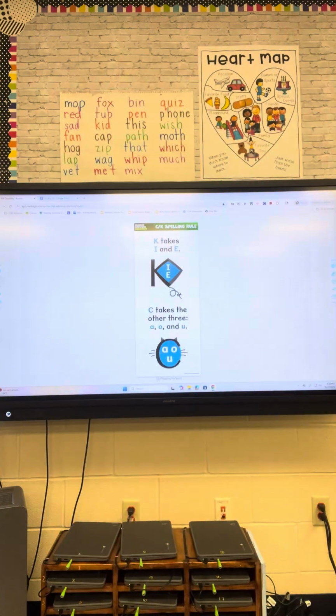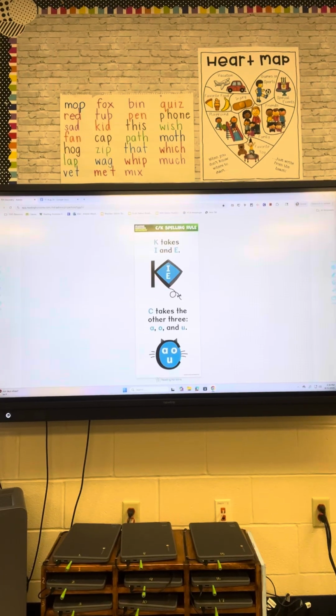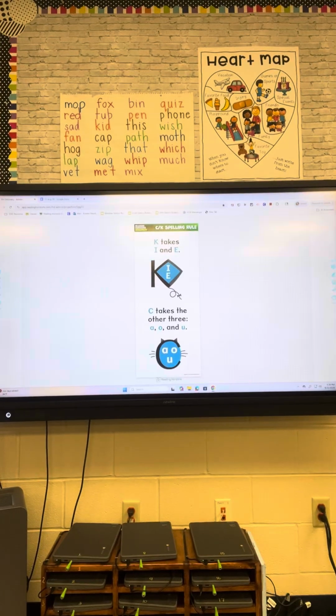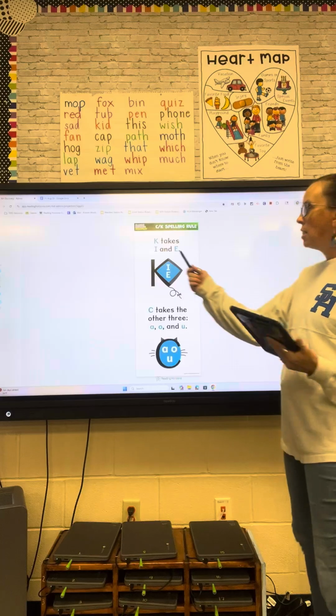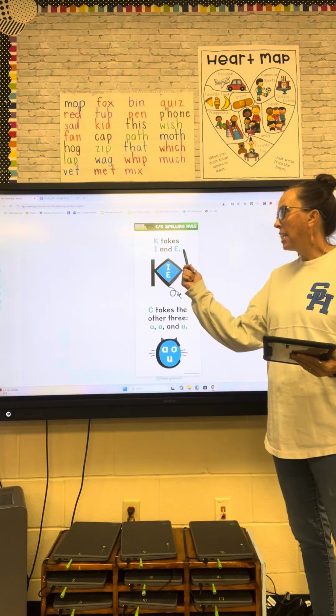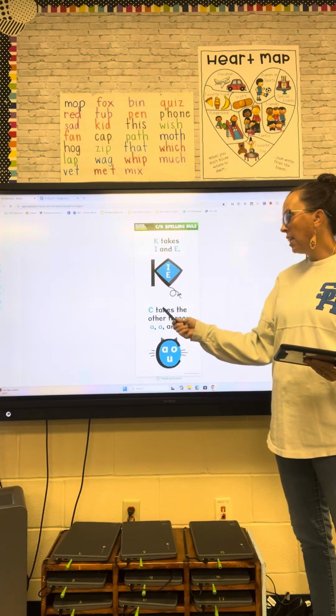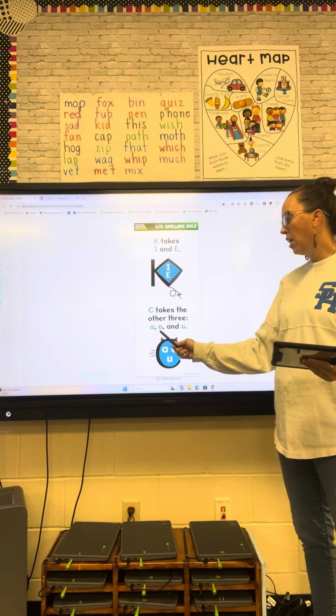All right, today, like I said, we're going to look at the skill of when to use K and when to use C at the beginning of a word. So let's look at this poster. It says K takes I and E, C takes the other three, A, O, U. All right, so let's say it together. K takes I and E, C takes the other three, A, O, and U.